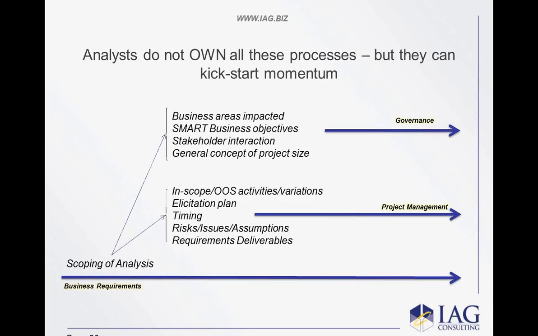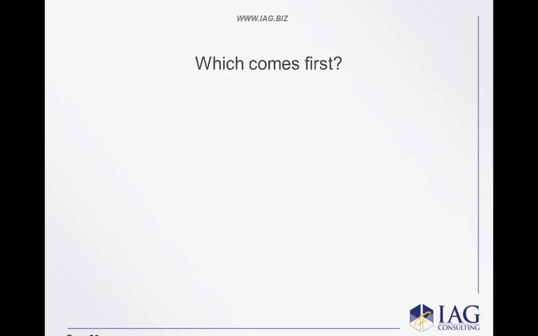The project manager is getting the in-scope and out-of-scope activities and variations, the elicitation plan, time, the risks, issues, and assumptions, those basic set of things, and the requirements deliverables we need to produce, in addition to the work breakdown structure on going and getting the requirements. And oh, by the way, did the team agree to that work breakdown structure? You're kick-starting the momentum in these other areas. You're breaking the logjam. You're reducing the war down to: here are some inputs that you need to make this happen. And I'm going to challenge you with this, okay?